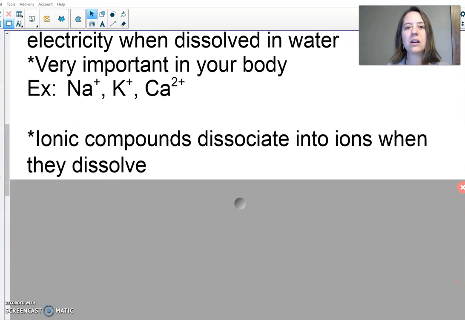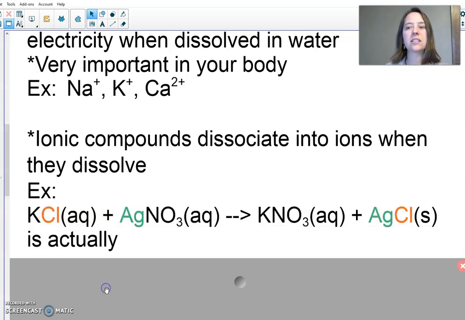Another important property of aqueous solutions is that ionic compounds dissociate into ions when they dissolve. So they don't just dissolve, they don't just get mixed up into the water, they actually break apart, dissociate. So let's look at an example. We have two ionic compounds, potassium chloride and silver nitrate. And as you can see from this chemical reaction, they are dissolved because they're aqueous.